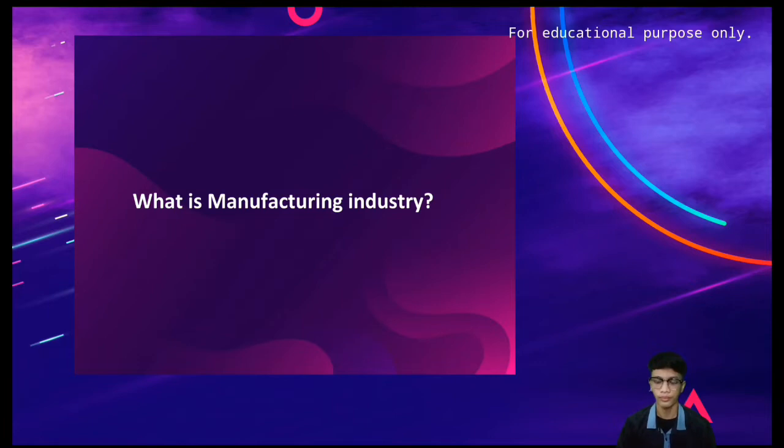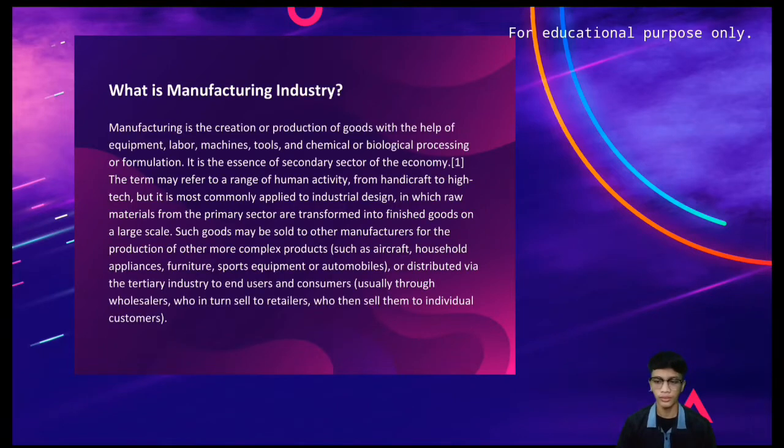What is manufacturing industry? Manufacturing is the creation or production of goods with the help of equipment, labor, machines, tools, and chemical or biological processing or formulation. It is the essence of the secondary sector of the economy.